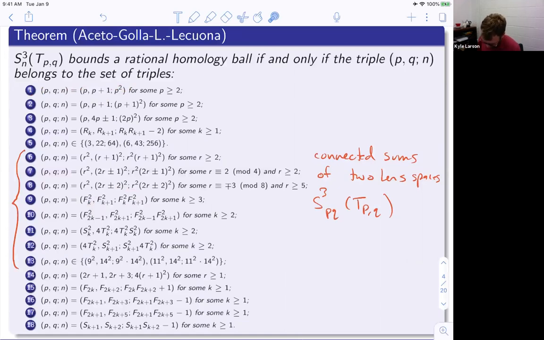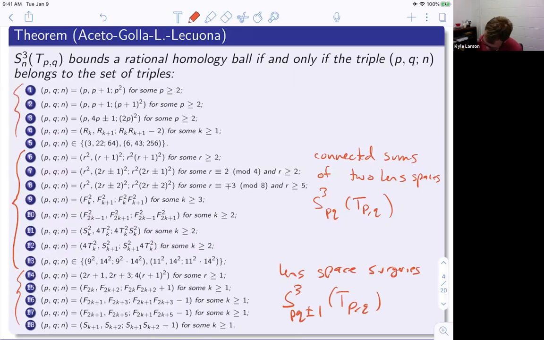From 14 through 18, these are lens space surgeries. So this corresponds to, we're doing surgery on T(p,q), and the surgery coefficient is pq plus or minus one in this case. So torus knots admit lens space surgeries, and we have these surgery coefficients. And the first five families, these are three-legged Seifert fibered families. So these are Seifert fibered spaces with three singular fibers.